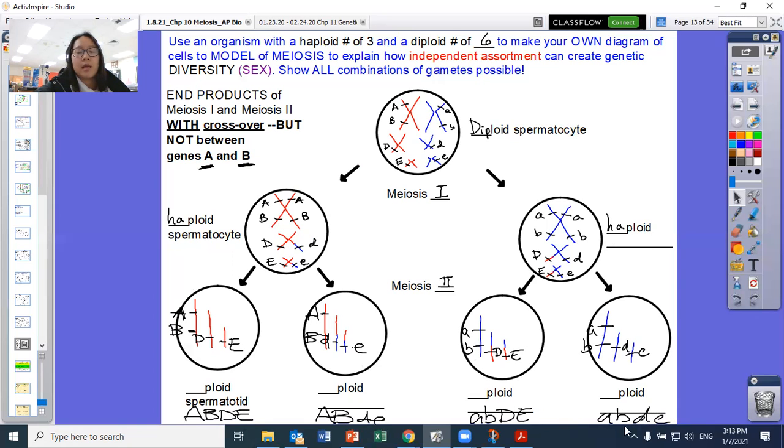So these are all the haploid gametes that are going to be different combinations, once again, like I've been saying, and that is the incredible part of recombination and independent assortment, being able to create so much genetic diversity in sexual reproduction.